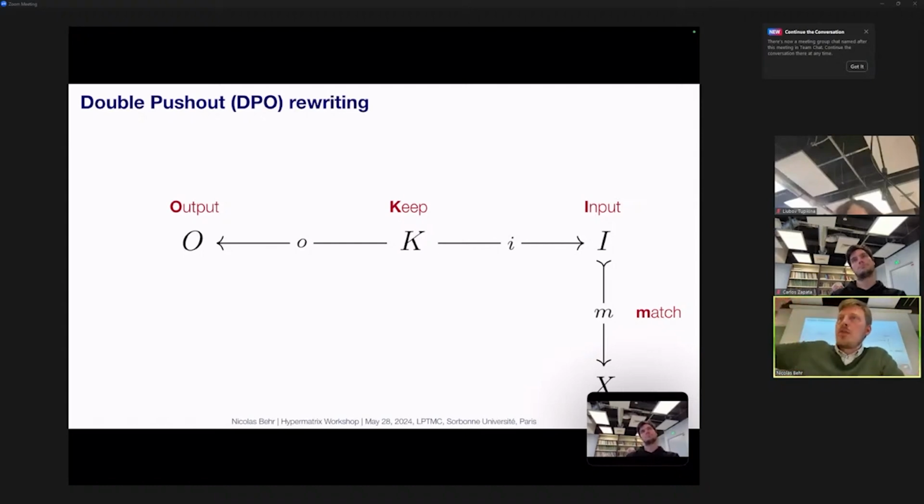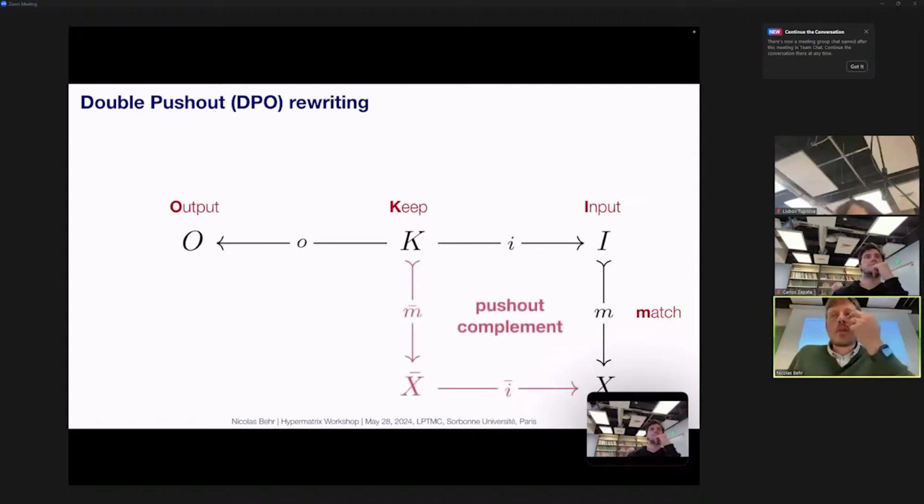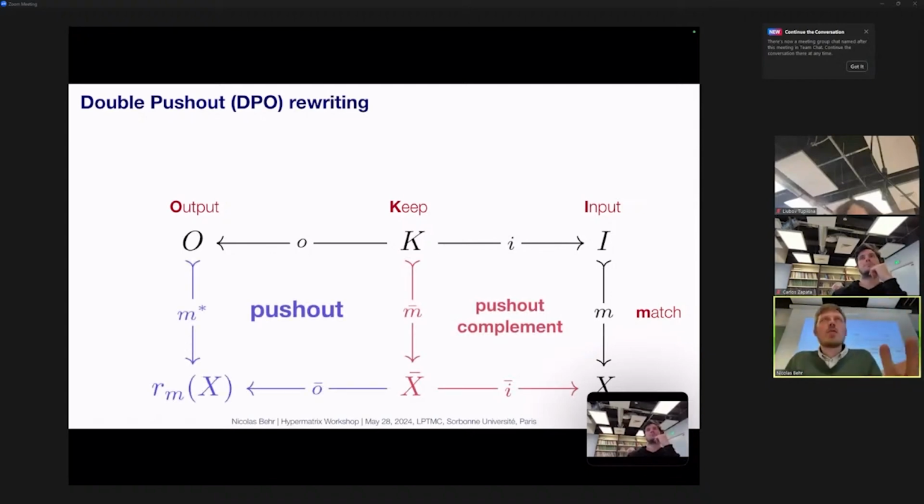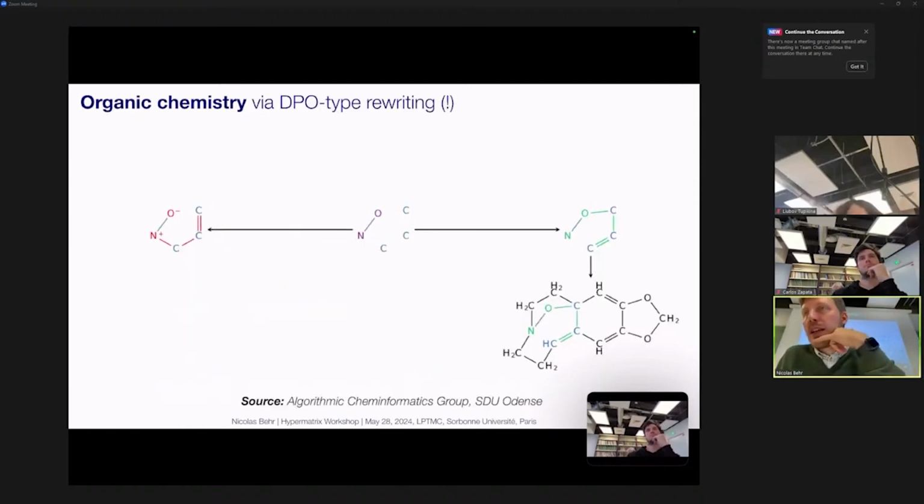And in order to do that, I have to exhibit what's called a match, so an occurrence of my input pattern in the graph. And then technically what I'm doing is what's called a push-out, complementary push-out. But rather than saying that, let me just show you one of my motivating examples from chemistry. Here is a bona fide encoding of some kind of organic chemistry, let's say, maybe a toy model for it. There are some graphical structures, and in organic chemistry, maybe you know that you never really delete atoms, you just rearrange electron bonds. So it's one of these typical examples.